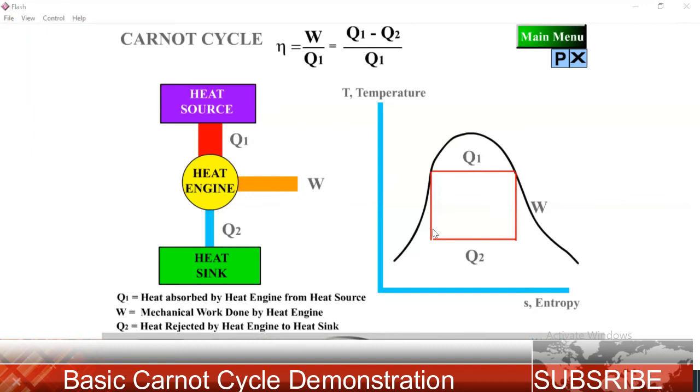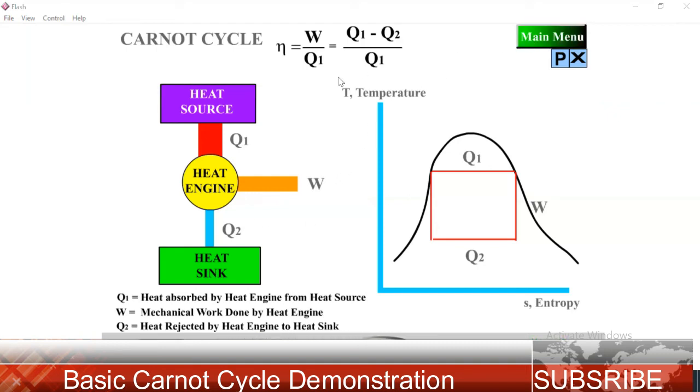So in the TS diagram, there are four processes, and two processes are isothermal and two are adiabatic. But in this ideal cycle, entropy is constant. But in practice, entropy is not constant, due to the losses in the pipe, in the engine, and in other sources. Actually, this is a perfect gas based cycle.